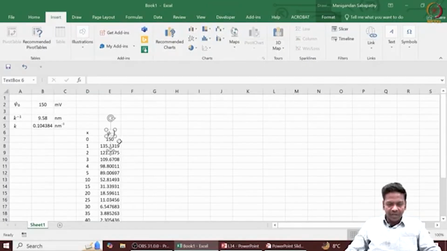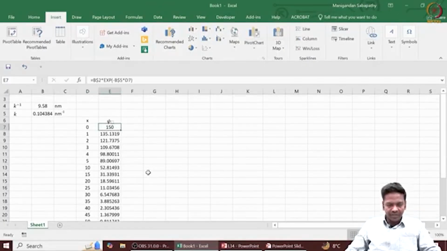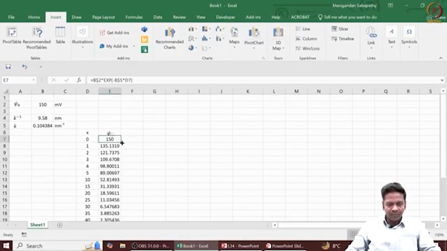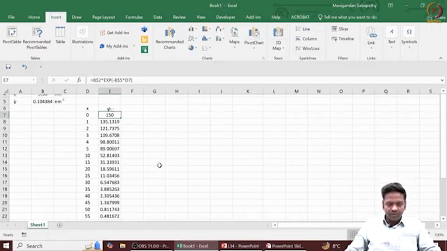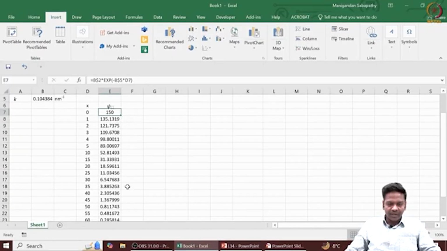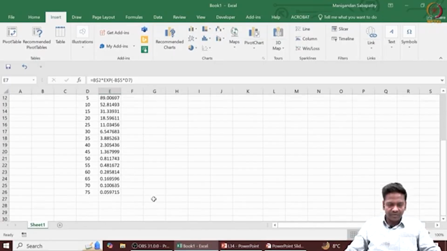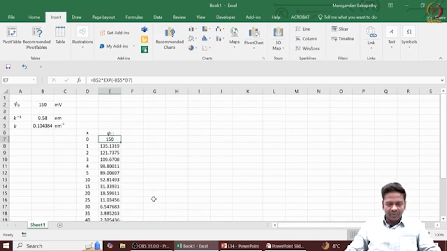what is the psi value? Psi also varies, right? So at x equal to 0, psi will be 150 millivolt. So we are going to start from the surface potential and see how it varies across the surface. That is what we are going to look at. So how do we do this?